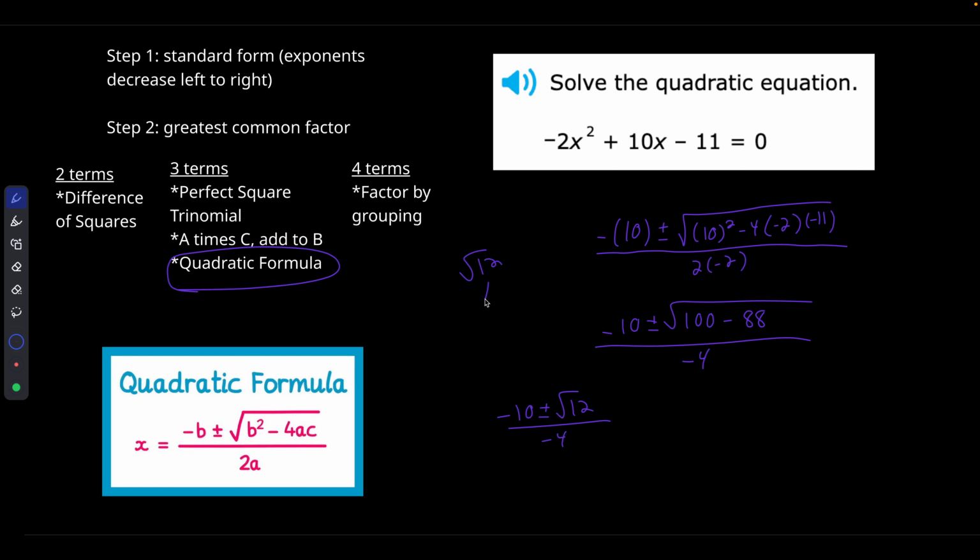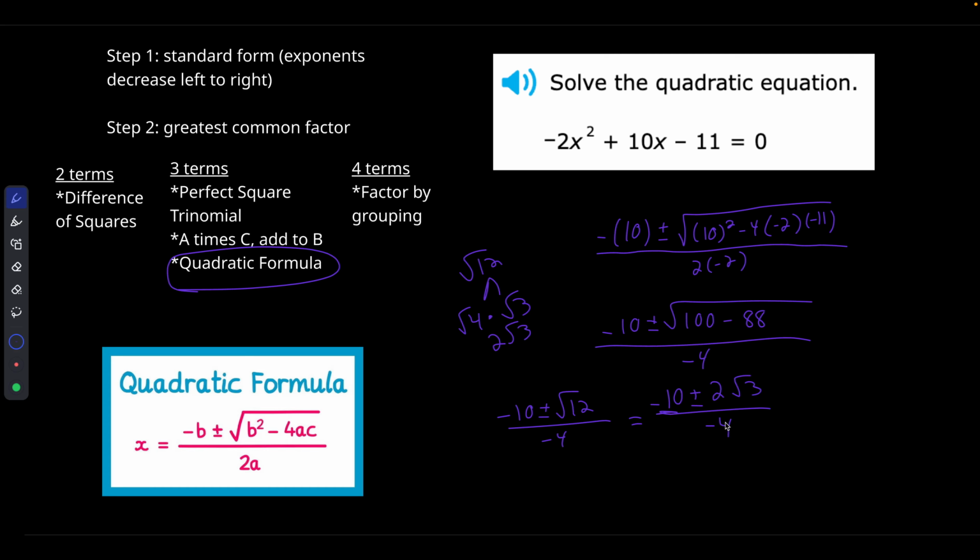The square root of 12 gets simplified into the square root of 4 times the square root of 3, which becomes 2 square root of 3. So now we have negative 10 plus or minus 2 square root of 3, all divided by negative 4.